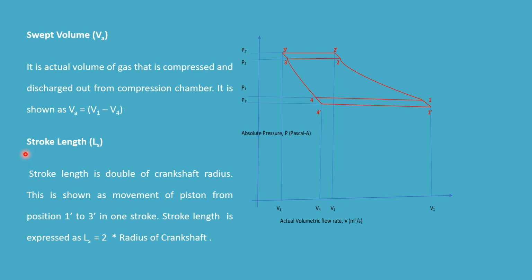Stroke length Ls. Stroke length is double the crank radius. So whatever is the radius, जो भी radius होगा उसका 2 times होता है crank stroke length, and it is shown as the movement of the piston from position 1 dash to 3 dash in one stroke. 1 dash से 3 dash तो गया, उसी को stroke length बोलते हैं. And stroke length is expressed as Ls is equal to 2 times the radius of crankshaft.